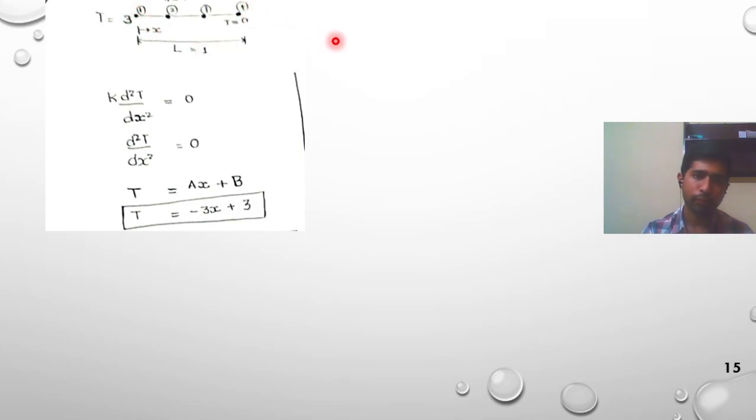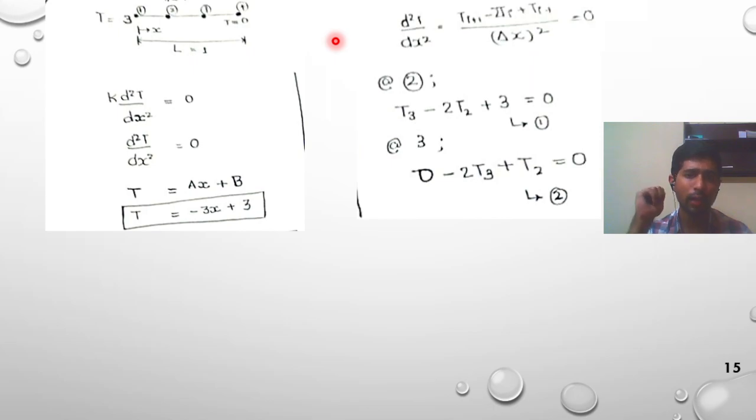So now I will use the central difference scheme for the second order derivative. I need to find the temperature at the second and third points. So d square T by dx square, I can write it as T i plus 1 minus 2 T i plus T i minus 1, divided by delta x square, is equal to 0. That is the governing equation.